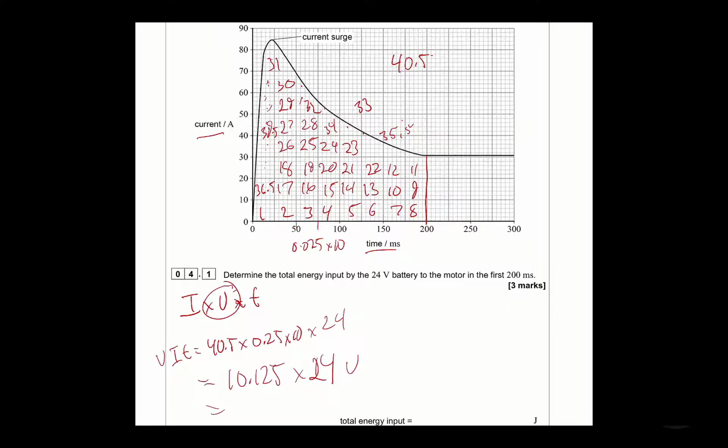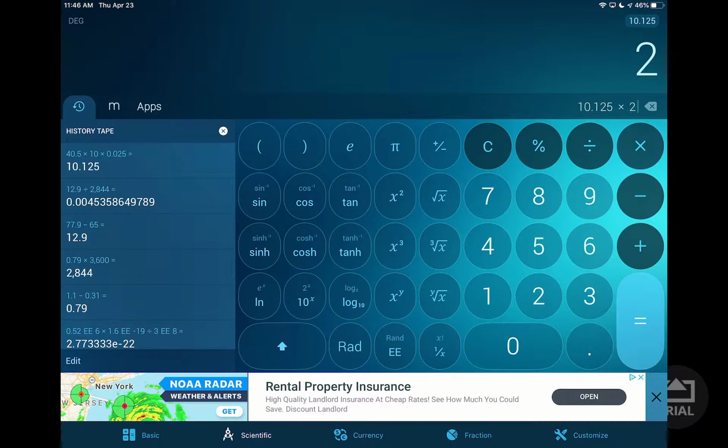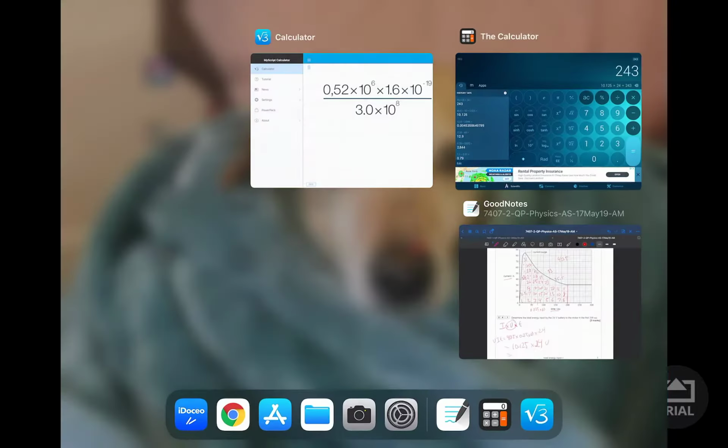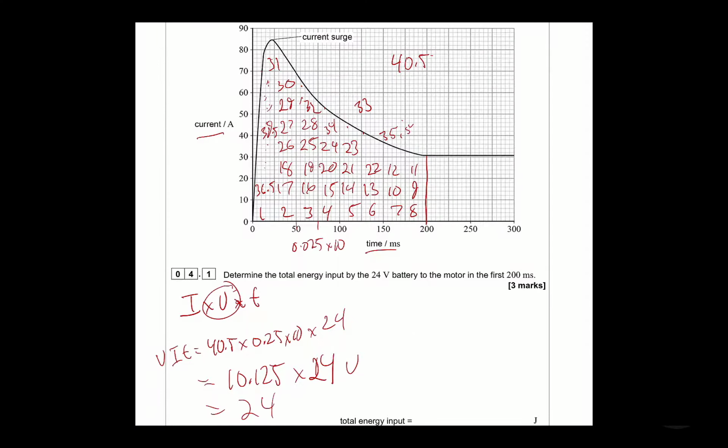That's 243 joules in the first 200 milliseconds. And let's check our mark scheme, and yep, that's within the accepted range. The range is actually pretty big, so my hemming and hawing about what was half of a square and 0.6 was not really that big of a deal.